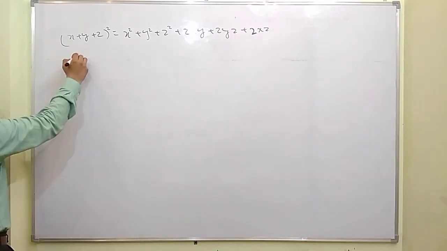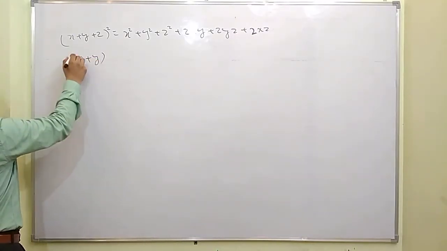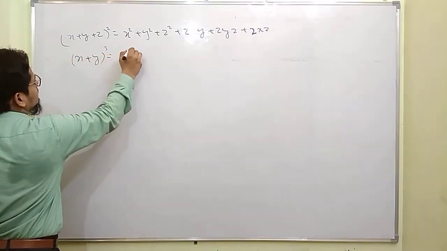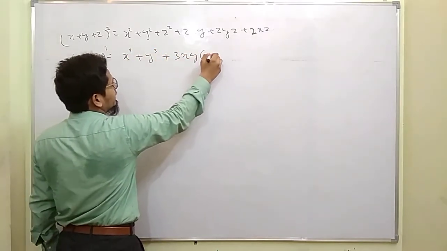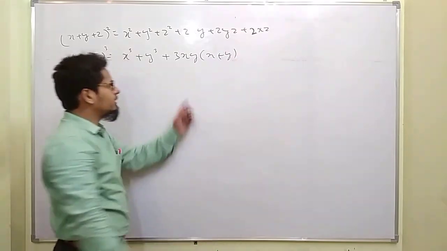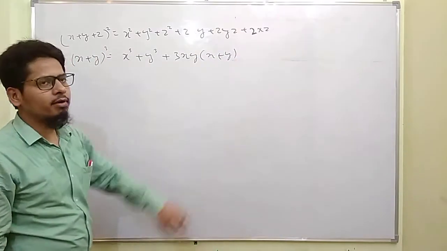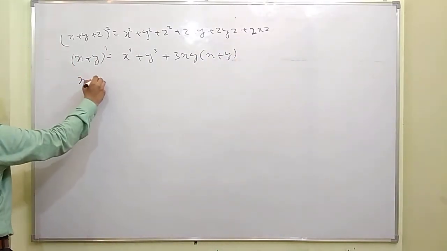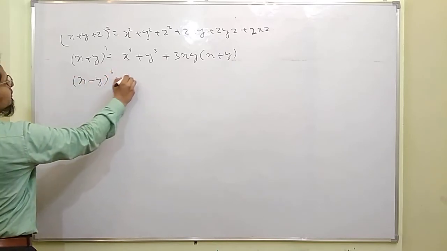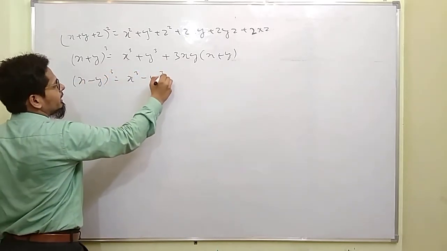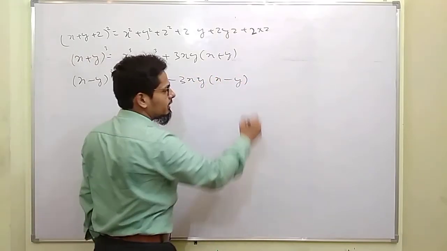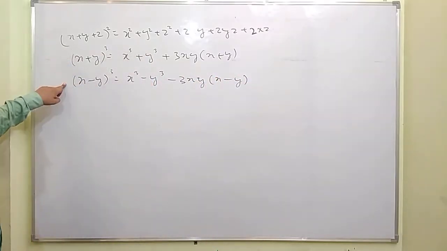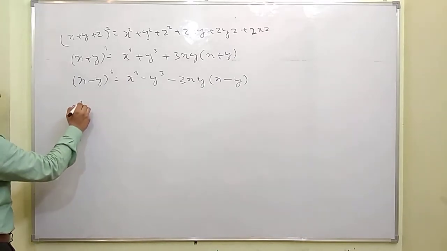Class, next (x + y) whole cube. It is x cube plus y cube plus 3xy into (x + y). Okay, if you open this bracket, then you will get 3x square y and 3y square x. (x - y) whole cube is equal to x cube minus y cube minus 3xy into (x - y). Okay, from these two results we are getting some other results.